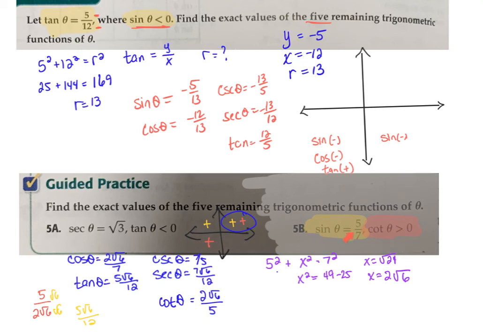Cosecant is just the reciprocal of your sine. So if sine was 5 over 7, cosecant is 7 over 5. Secant is your reciprocal of your cosine, 7 over 2 square root of 6, which is 7 square root of 6 over 12. That's what's going to happen when you rationalize that. And then cotangent is your reciprocal of your tangent. Your tangent was 5 over 2 square root of 6, so cotangent is 2 square root of 6 over 5.